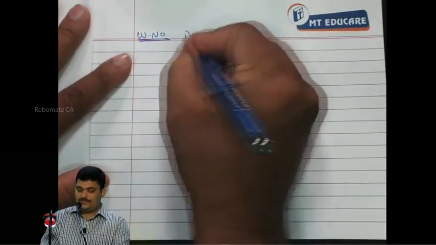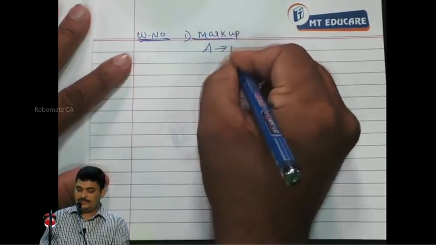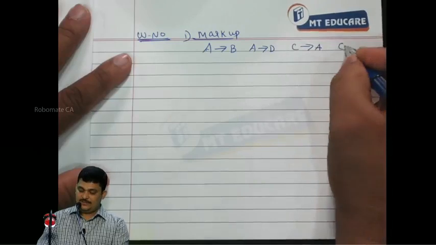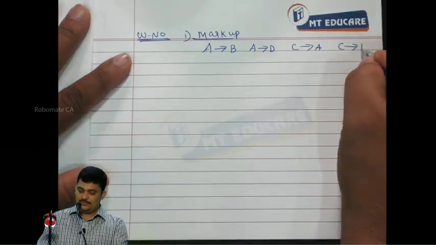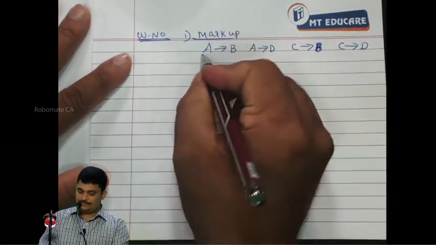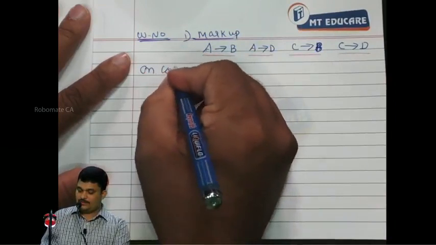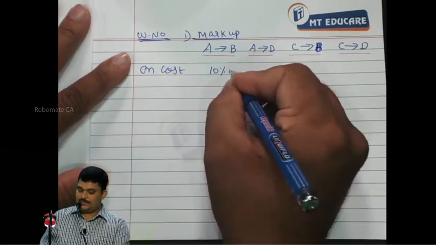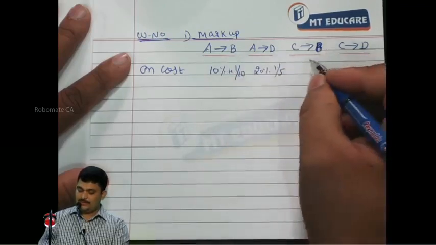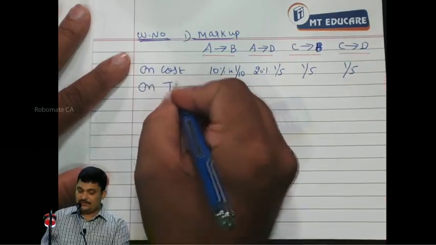Working note wise, the first is markup. A to B, A to D, C to A, C to D. On cost 10%, that is 1 by 10; 20%, that is 1 by 5; 1 by 5; 1 by 5 on transfer price.